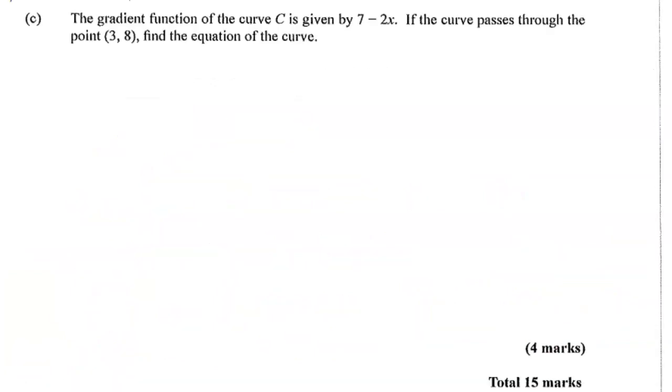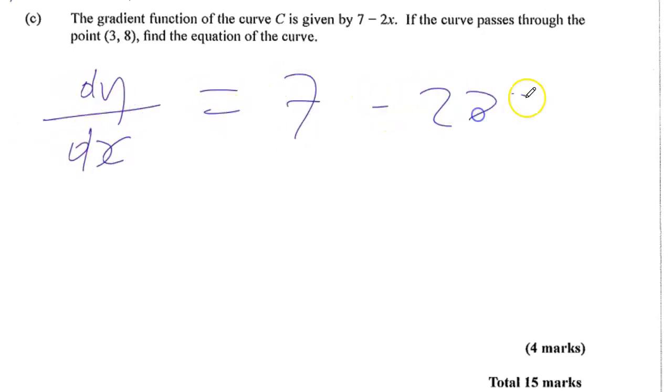Part C, the gradient function of the curve C is given by 7 minus 2x. So the gradient function, that's dy by dx, is equal to 7 minus 2x. If the curve passes through the point (3, 8), find the equation of the curve. So we want to find y. Alright, so we're given dy by dx and asked to find y.